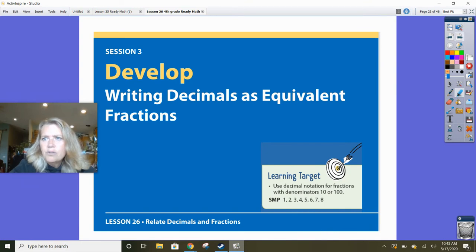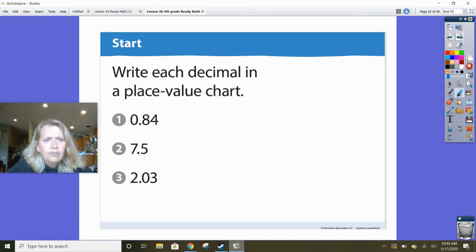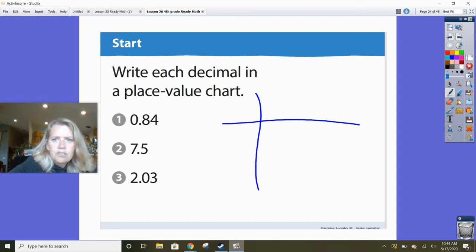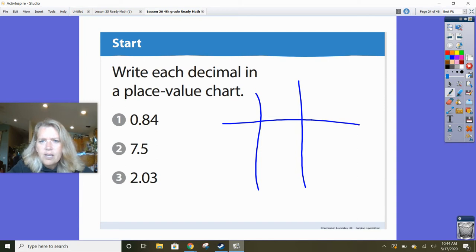All right, so decimal notation. Here's our warm-up. Write each decimal in a place value chart. We got 3 problems to do. You only have 3 places, so you only need to make 3 places in your chart. Some people leave a place for the decimal, but it really doesn't have its own place. It's just the marker that lets you know you're going to less than 1 whole, part of a number. It's just a sign for that.